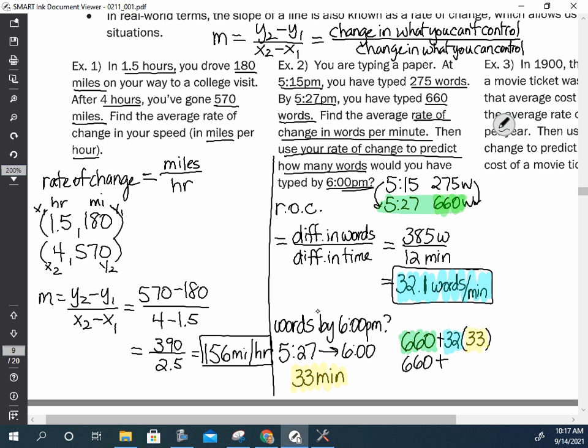660 plus 32 times 33. 32 times 33 is 1,056. Add the 660 that you already used. That's 1,716 words.